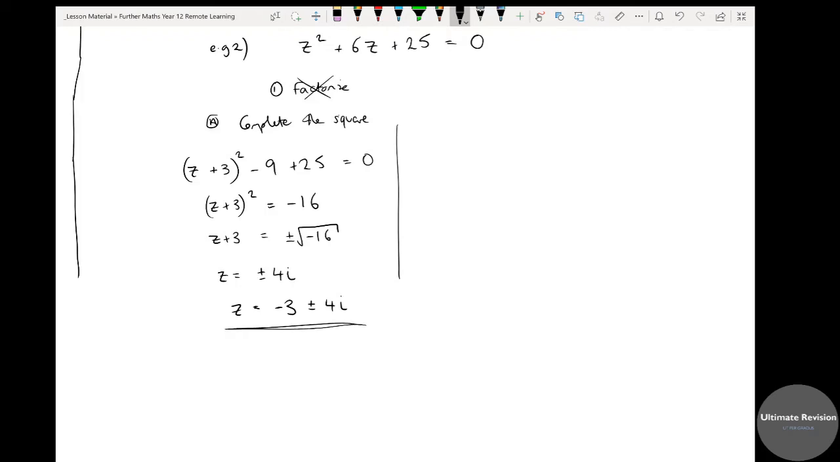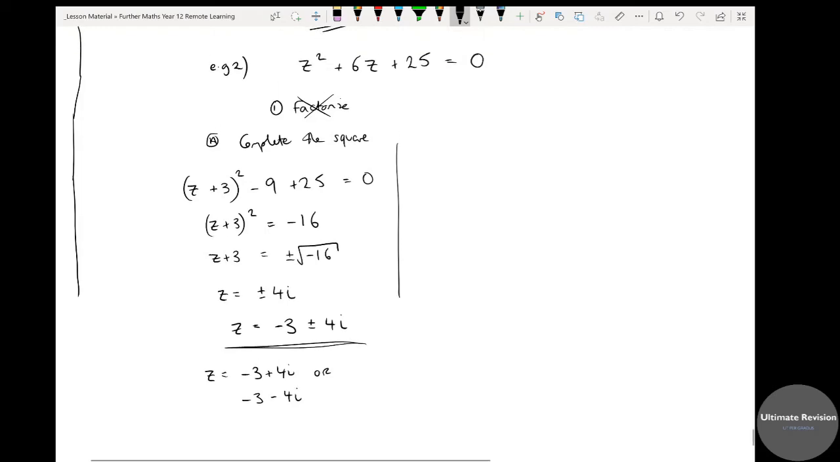Okay, the 2 answers there. I should probably write that out as separate answers just to make sure I'm clear: minus 3 plus 4i or minus 3 minus 4i. So just remember to write them out separately.